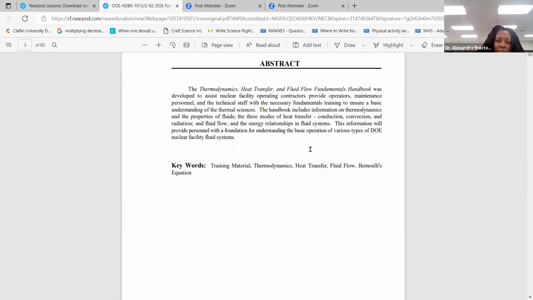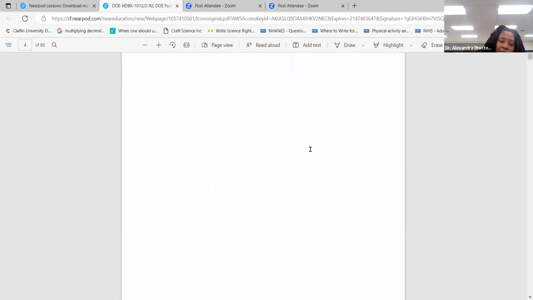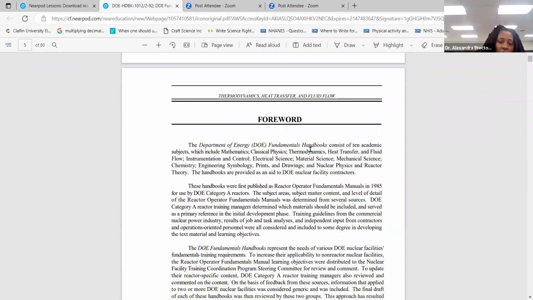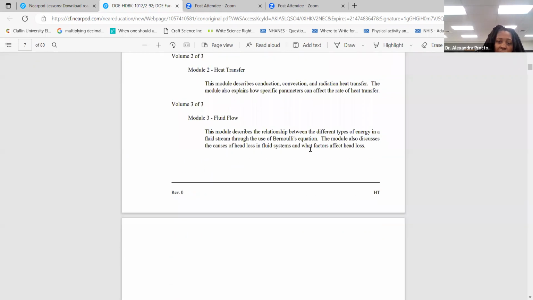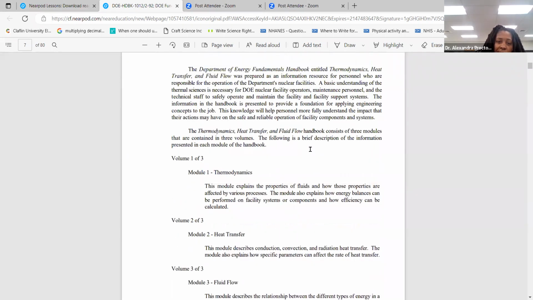So this Volume 2, the keywords again are thermodynamics, heat flow, fluid flow, and also Bernoulli's equation. The Thermodynamics, Heat Transfer, and Fluid Flow Handbook has 3 modules.